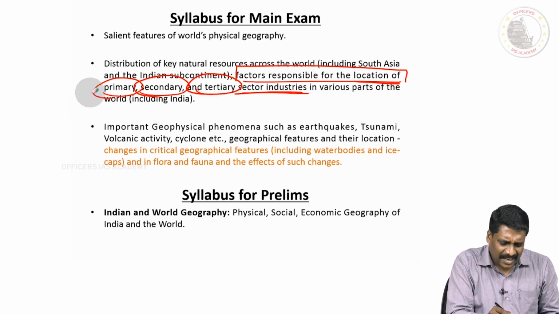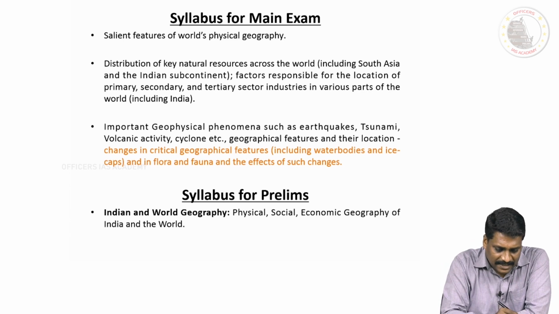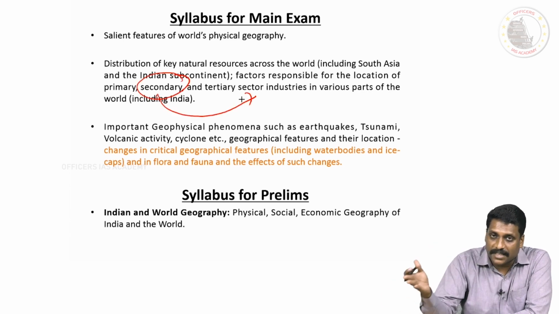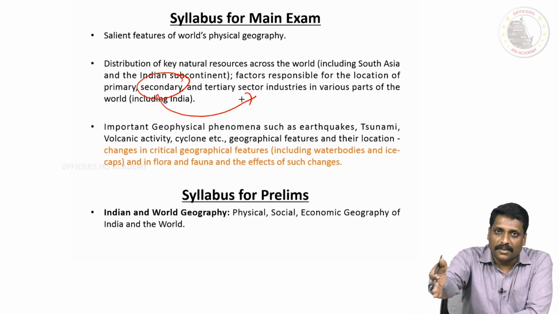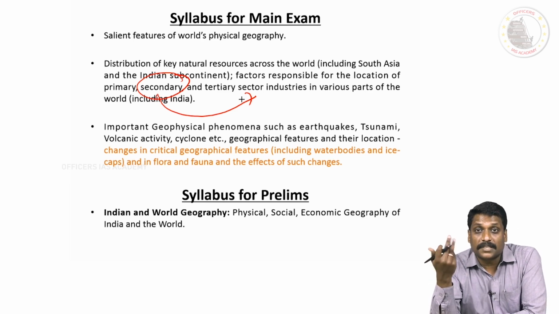Now comes a kind of element of doubt. I can understand secondary industry. Industry itself is secondary. There are different sectors of the economy. You call them primary, secondary and tertiary. Now comes the question, what do you mean by primary? Primary means what? Agriculture. Secondary is manufacturing. Tertiary is service sector oriented industries.